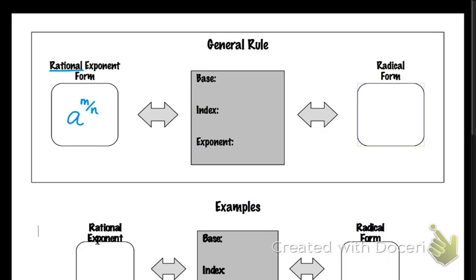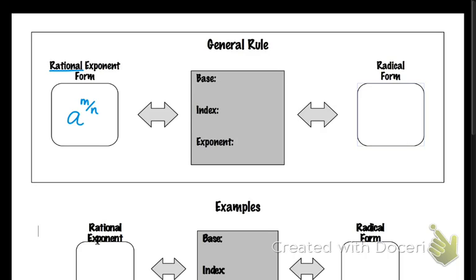Now, n could not be 0 because remember we can't divide by 0. We can't have that in the denominator of a fraction. But m could be anything. And so what those three parts represent are the base, the index, and the exponent when we move things into radical form. When it goes into radical form, the base is now going to be called the radicand, and I'll show you that in just a second.